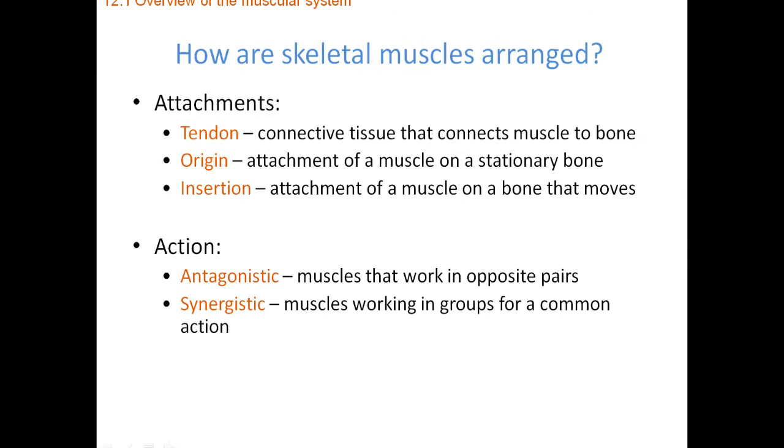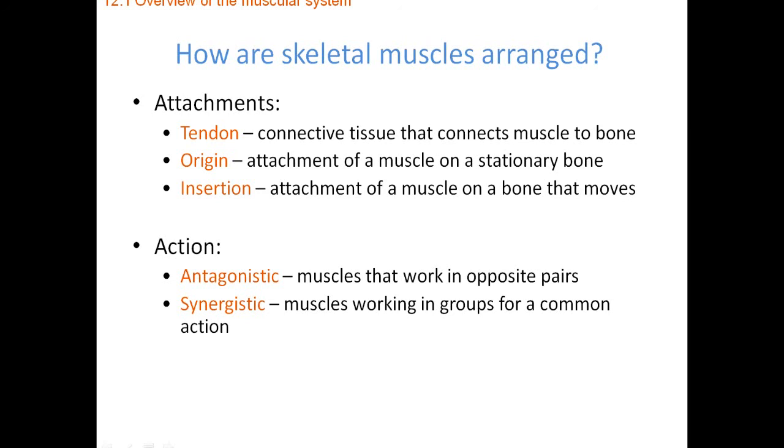Now, how are skeletal muscles arranged? Attachments. A tendon, we just went over this, is a connective tissue that connects a muscle to a bone. Origin is the attachment of a muscle on the stationary bone, and the insertion is the attachment of a muscle on a bone that moves. So every muscle has an origin and an insertion. The origin is what's stationary, and the insertion is what moves.